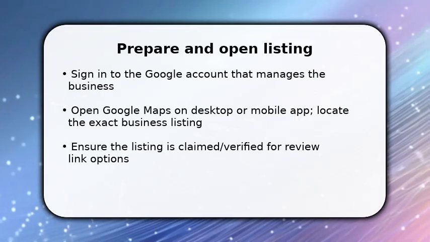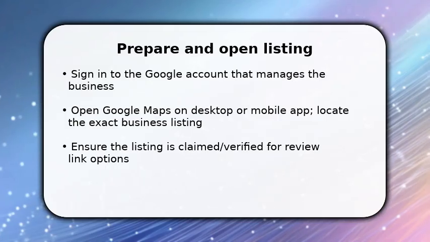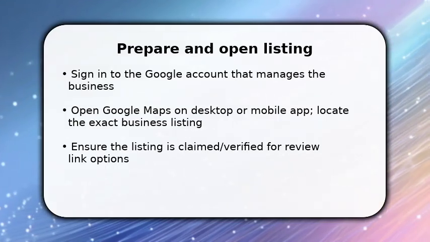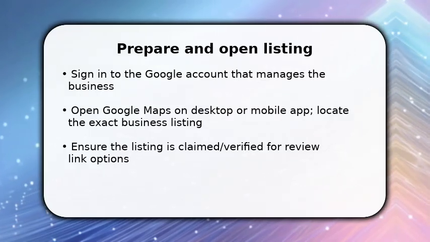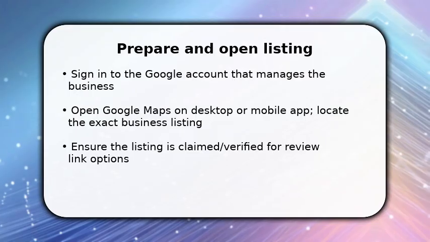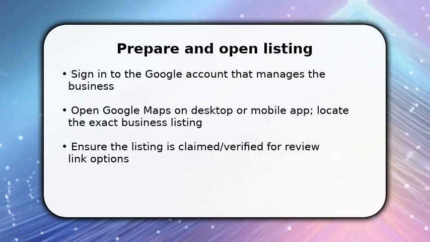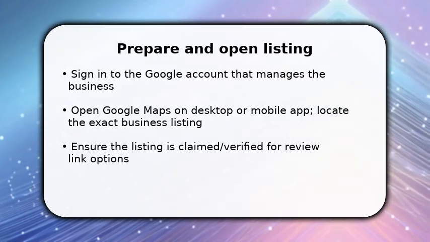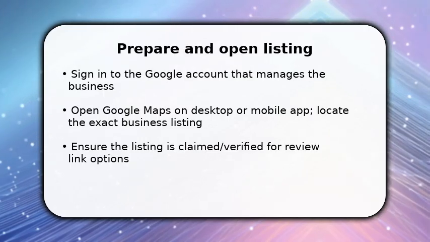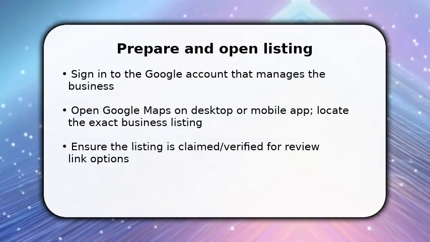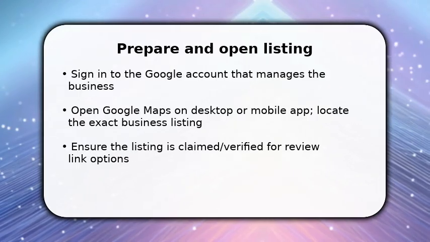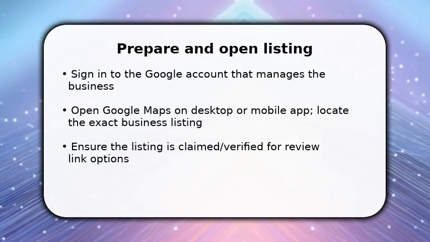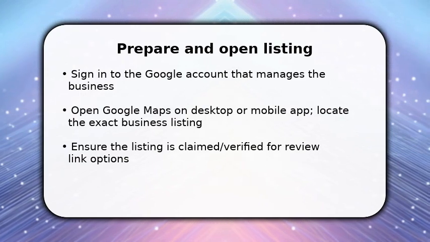You start by signing into the Google account that manages the business because ownership simplifies link access. Next, open Google Maps and search the exact business name so you land on the listing page. Once the listing appears, make sure it is claimed or verified. Google exposes more tools to verified owners. From this position, you can access the share or promote options. This is where the short review link is generated, so stay on the listing and proceed to the next step.